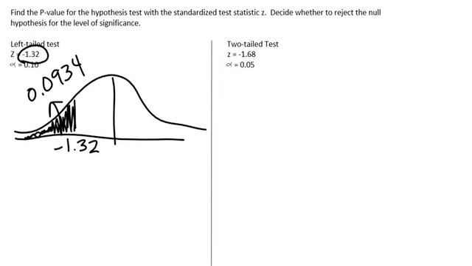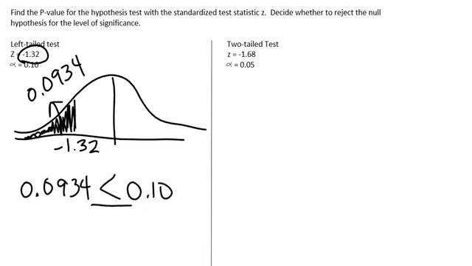Now I'm going to compare my p-value with my alpha value, or my level of significance. Okay, which one is bigger? The level of significance is bigger. Therefore, you would reject the null hypothesis. And now let's look at the second example.